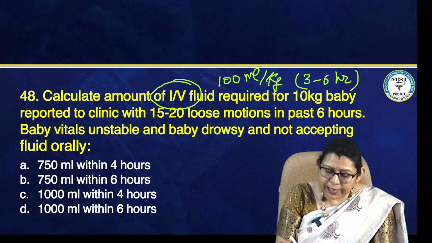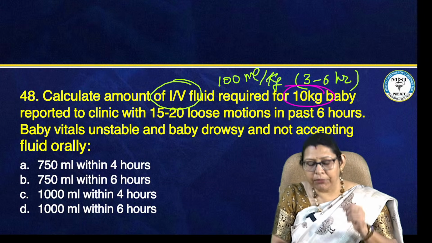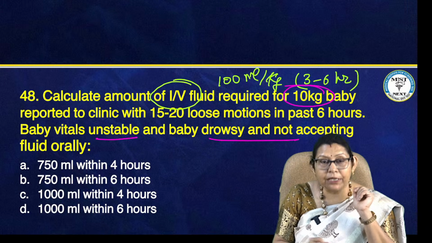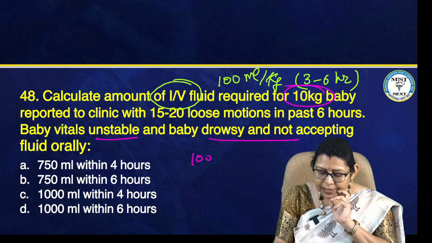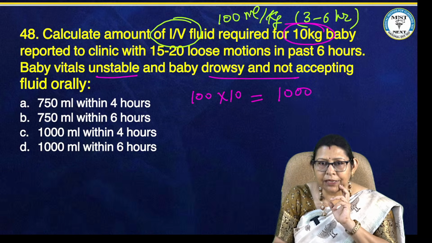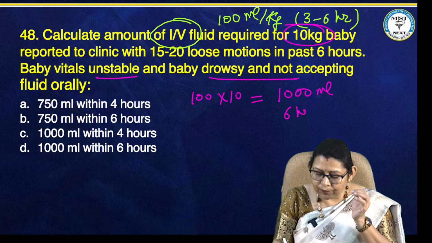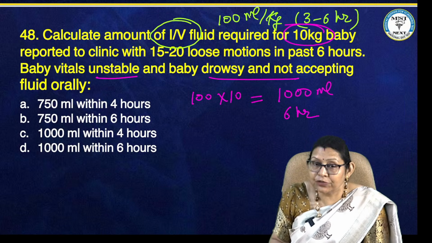कितने बेबी के लिए चाहिए? 10 kg बेबी के लिए चाहिए. Reported to the clinic, baby vitals are unstable and baby is drowsy. So 100 ml है for the 10 kg baby. So total कितना हो गया? It is 1000 ml and 1000 ml कितने hours में देते हैं? 3 to 6 hours में. So here choices में 6 hours है. So it is 1000 ml.